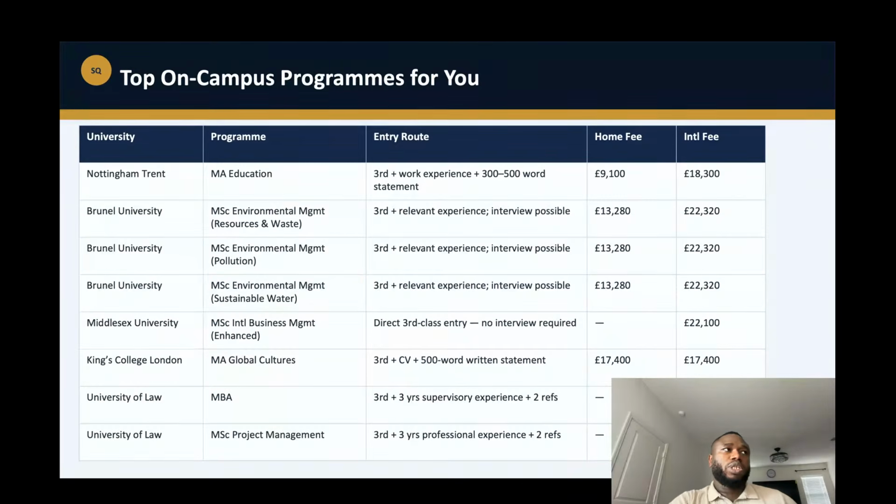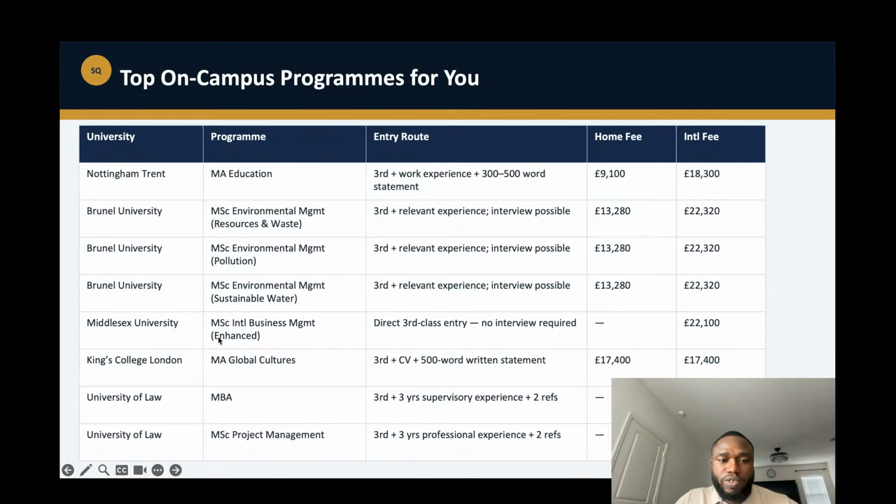So if you have a third class, one of the things you want to focus on is to get a job in your field, and begin to get that relevant experience that will then form part of your application process. If you don't have any now, then I'm sorry, there's nothing anybody can do about it. And for Brunel University, they would also invite you for an interview to understand your unique situation and why you want to go for this MSc program.